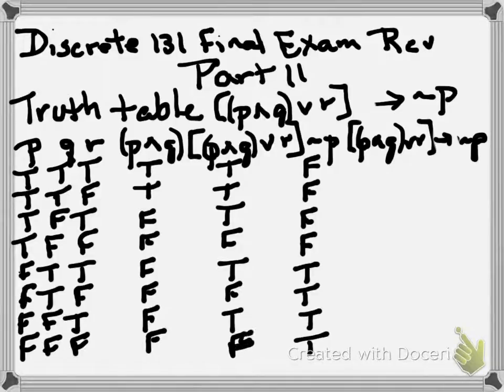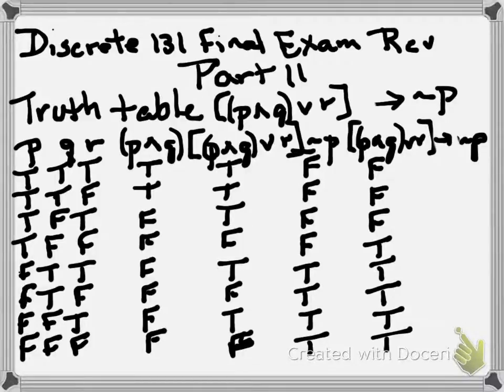So when we're looking at the conditional, it's left to right. T implies F is false. T implies F is false. T implies F is false. F implies F is true. T implies T is true. F implies T is true. T implies T is true. F implies T is true. The only time a conditional is false is a true hypothesis followed by a false conclusion.